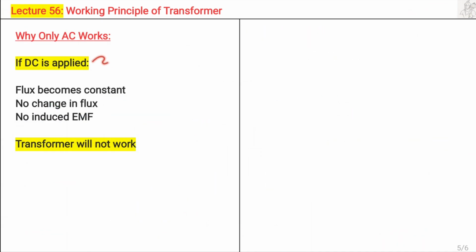If rather than AC we give DC to the input, then the flux produced will become constant, and due to the constant flux there is no induced EMF, and therefore transformer will not work on DC.